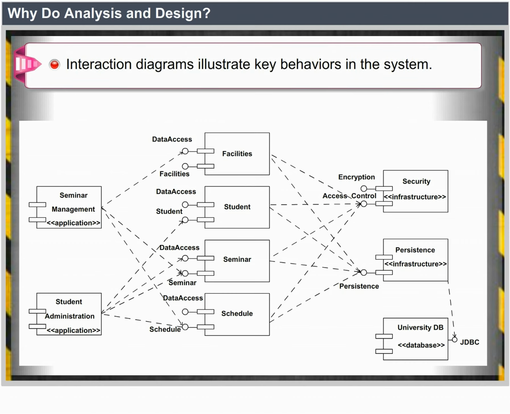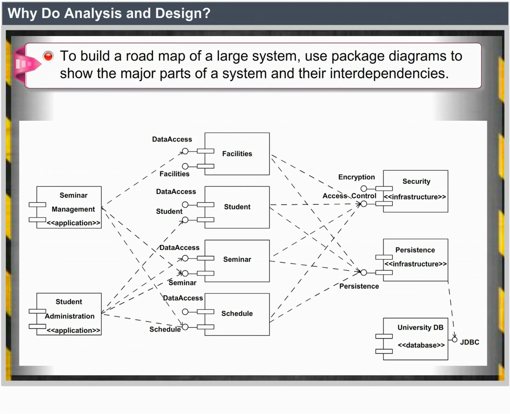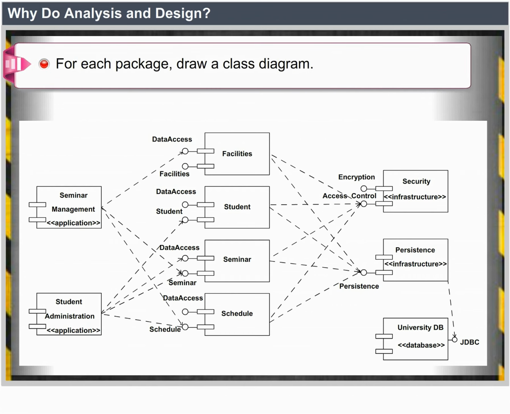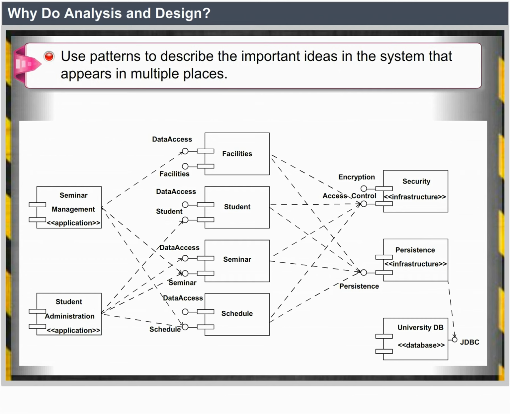Interaction diagrams illustrate key behaviors in the system. To build a roadmap of a large system, use package diagrams to show the major parts of a system and their interdependencies. For each package, draw a class diagram. Use patterns to describe the important ideas in the system that appear in multiple places.